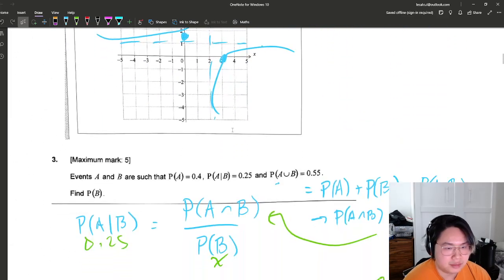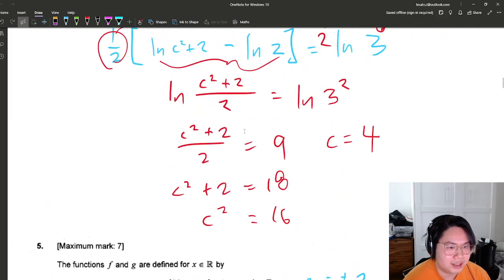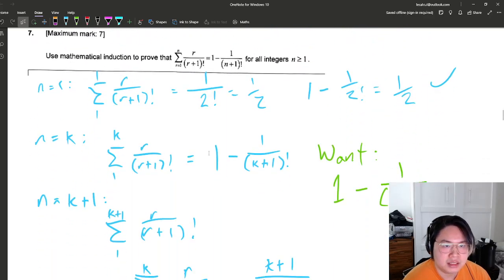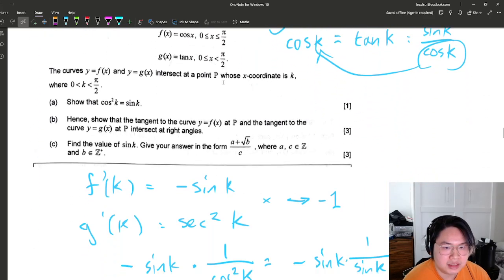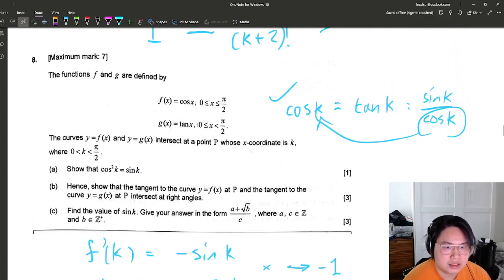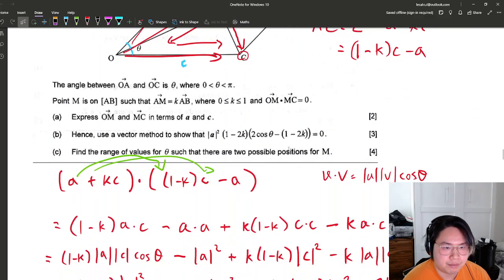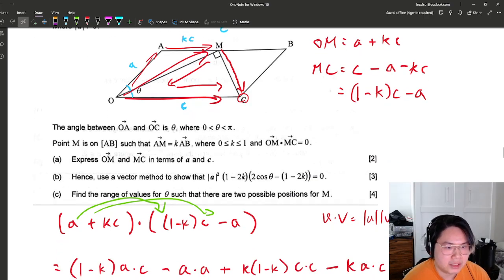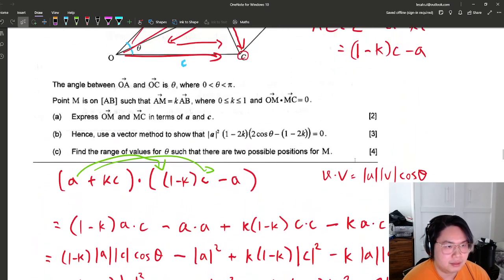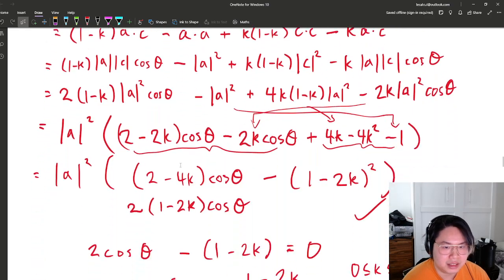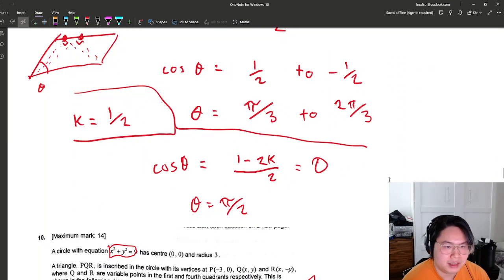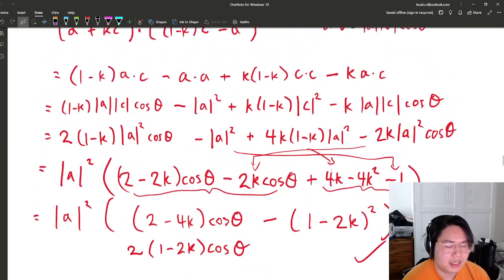Obviously the first couple are SL, so if you're an HL student, who cares? This one wasn't so bad. This one, induction, was pretty easy. This one was pretty straightforward, a little tricky. This one was pretty gnarly. From B onwards, I don't know why this question was only 3 marks. This should have been maybe 5 marks. And C, because of this 2 possible positions of M thing, that one is definitely tricky.